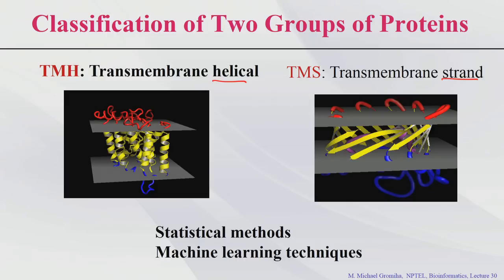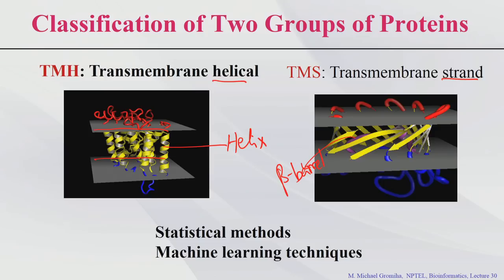They are the proteins embedded into membranes, the biological membranes. You can see this is a membrane part, and this is embedded into the membrane. Here we discuss two different types of membrane proteins. This one inside the membrane is helical, so this type of protein we call transmembrane helical proteins. The second type is the protein which contains a beta barrel, and we call these transmembrane beta barrel proteins or transmembrane strand proteins. The abbreviations I use are TMH and TMS.